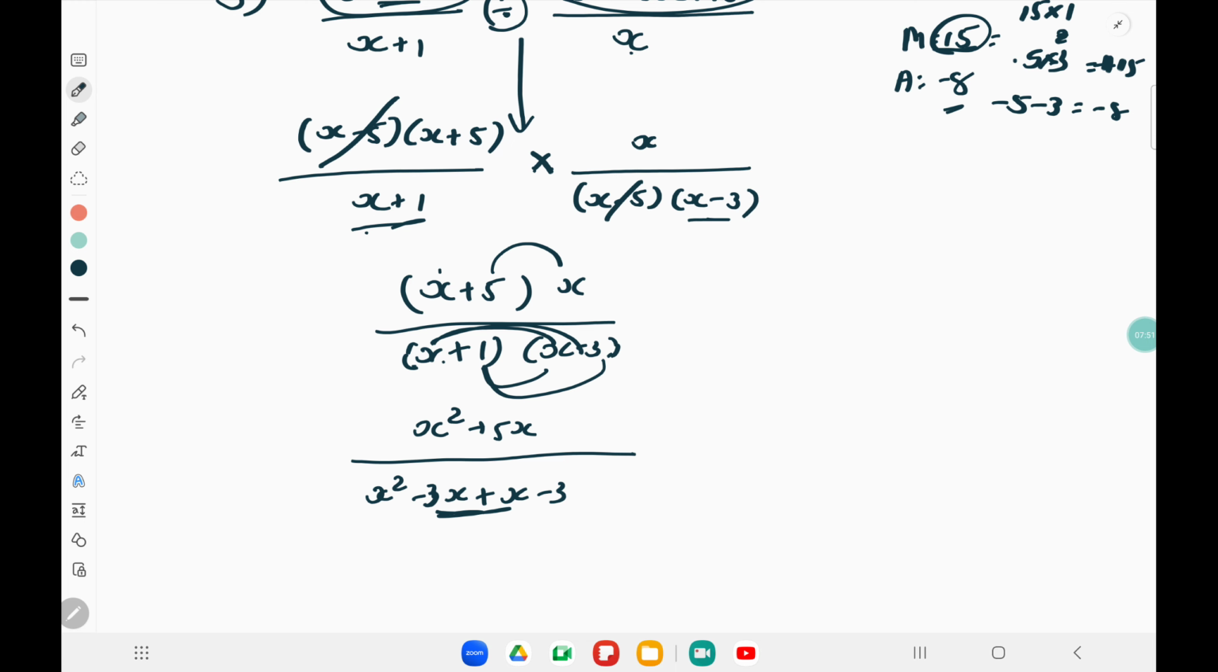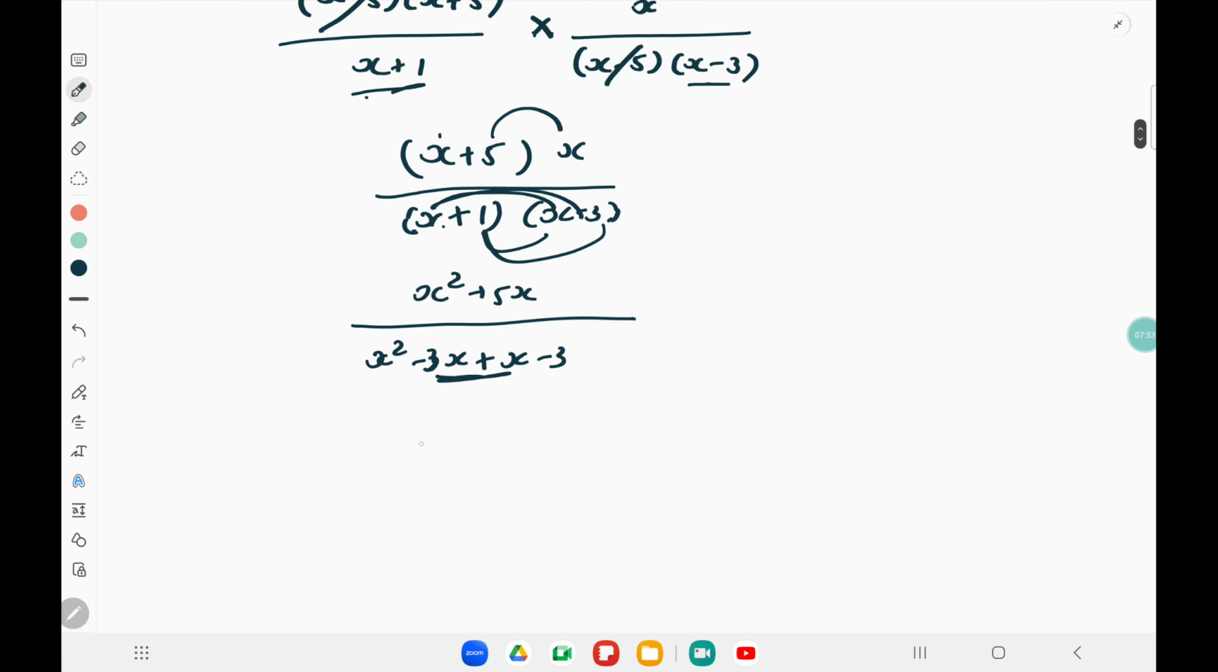These are like terms, so we have to add them. So x square plus 5x over x square minus 2x minus 3. This is the answer. Nothing can cancel down, and this is our final answer.